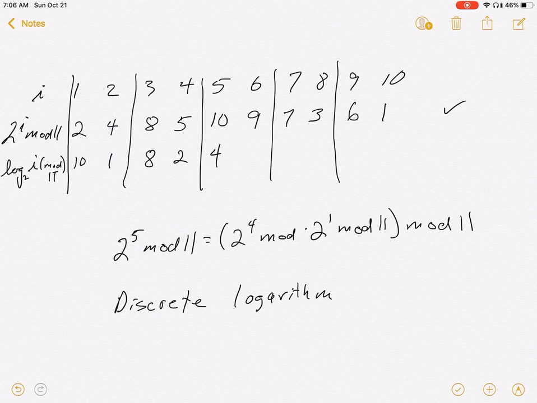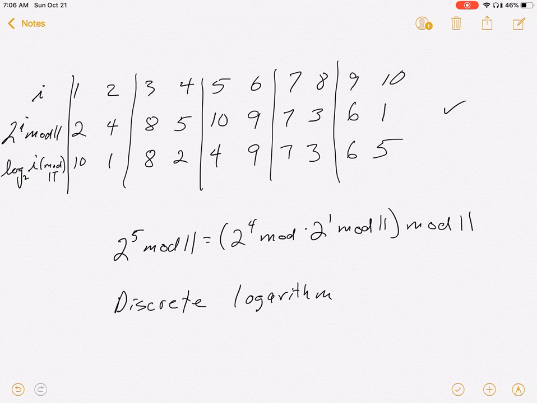What do I raise 2 to get 6? That's 9. What is the power of 2 that gives 7? It turned out to be 7. This column's all the same. What is the power of 2 to give 8? Of course, it's 3, mod 11. What is the power of 2 to give 9? It is 6. What is the power of 2 to give 10? We see that it is 5. I'm going to write down 5 here.